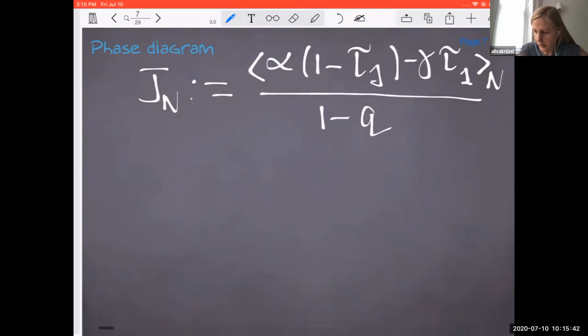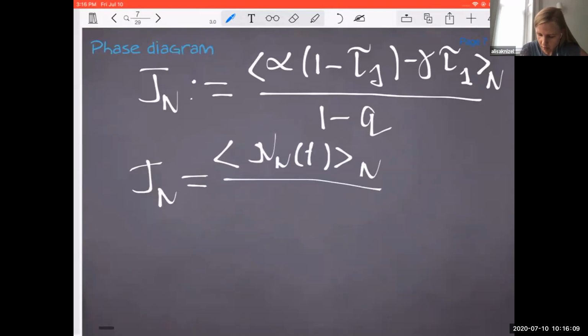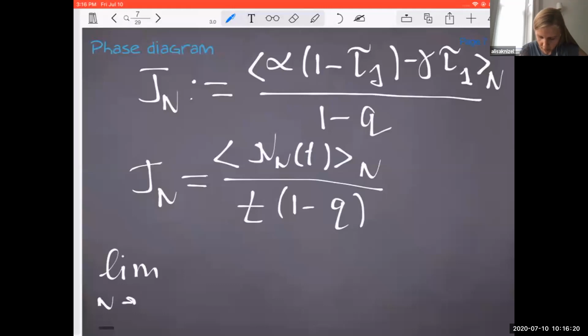So in terms of the net current of the particles entering and exiting the system, this quantity J_n can be expressed as the expected value of N_t, where N_t is the net current at time t, divided by t(1 minus q). Okay, and then the statement is that as n goes to infinity, the limit of the J_n's exists, and moreover, it can be explicitly computed, which I will present next.